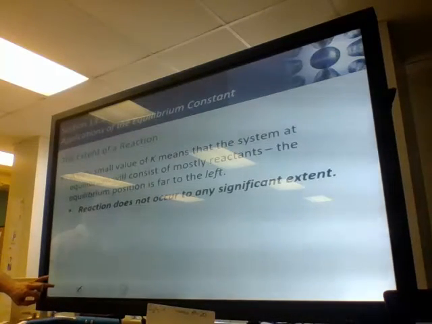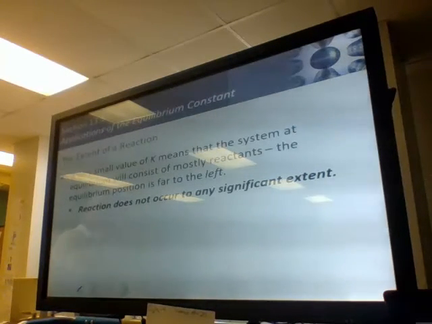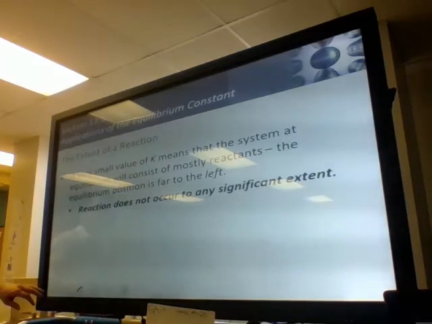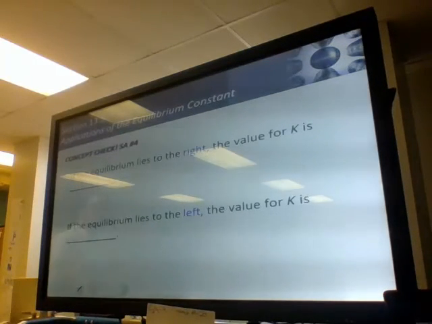So a very small value of K means the system at equilibrium will consist mostly of reactants. The equilibrium position is far to the left. I can't really think of an example of that. I did one third hour, but it might be wrong, so now I don't want to say it. So anyway, concept 4, the equilibrium to the right, what's a K value?